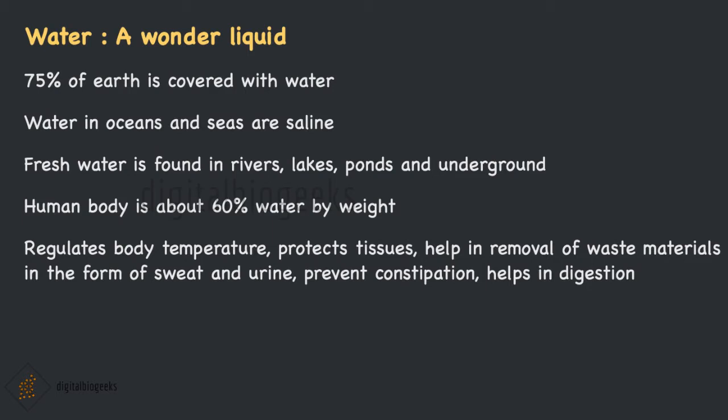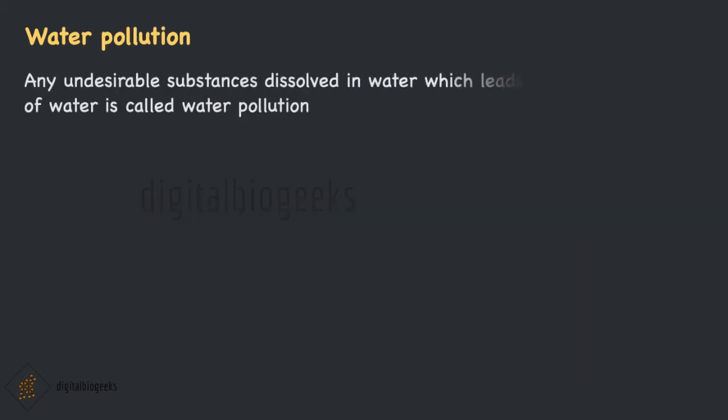saline water. The availability of water in a given area largely influences the number and variety of plants and animals in that area. Abundance of life forms can be seen in an area where the availability of rain is more. Any undesirable substances dissolved in water leading to contamination of water is called water pollution.